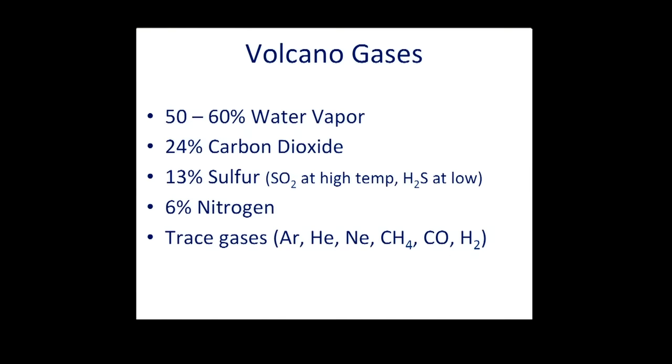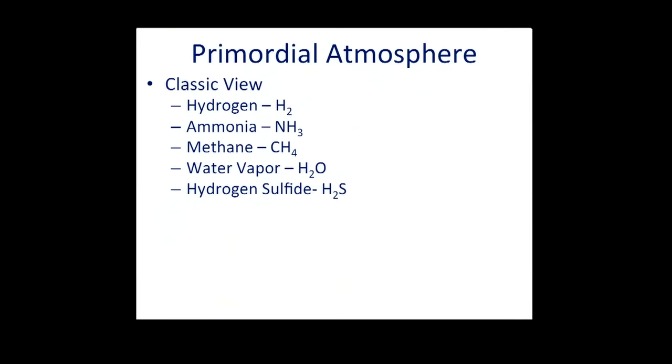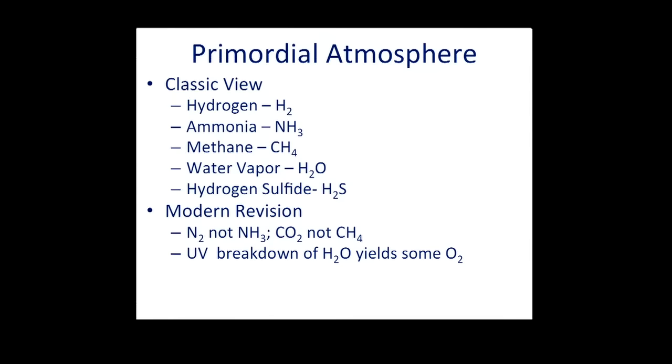Now, what we were taught in school, probably when you took biology, you were taught the primordial atmosphere consisted of hydrogen, ammonia, methane, water, and hydrogen sulfide, which are the most reduced forms of the biological elements, nitrogen, carbon, hydrogen, and sulfur, or oxygen and sulfur. This has to be revised a little bit because under those conditions that we now know to be present, there could not be much ammonia or methane. They would have been further metabolized. But so we add nitrogen instead of ammonia, and we add carbon dioxide instead of methane.